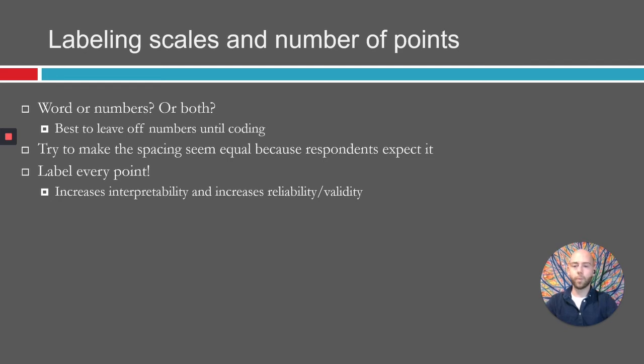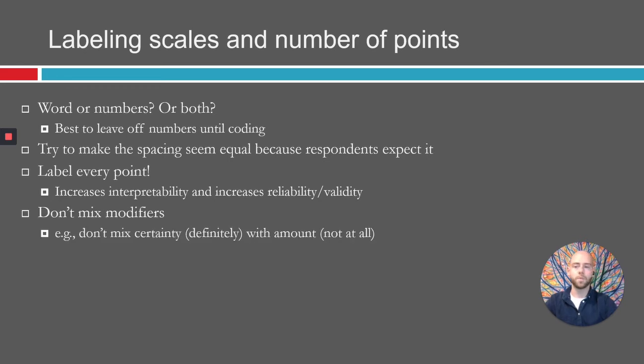So if you label every point, participants can interpret things a little more consistently and have fewer problems with it, and it makes the scales more reliable, meaning more consistent, and more valid, meaning more accurately assessing the thing that we want to assess.